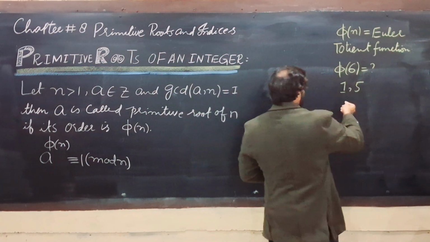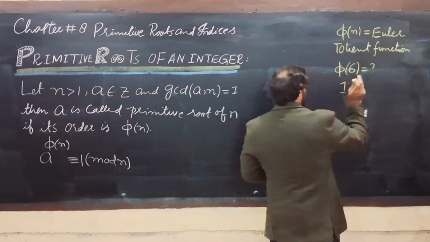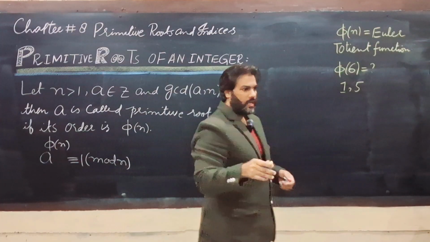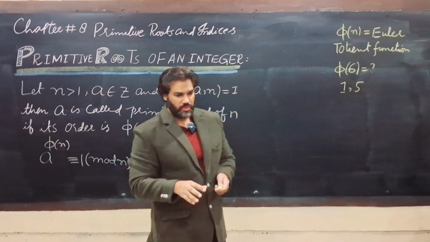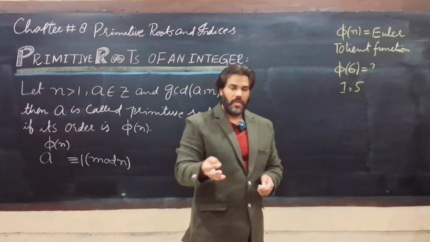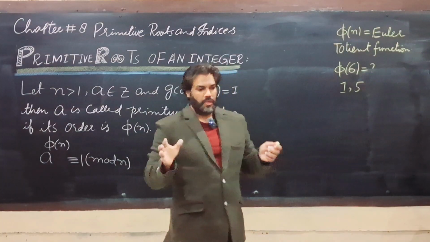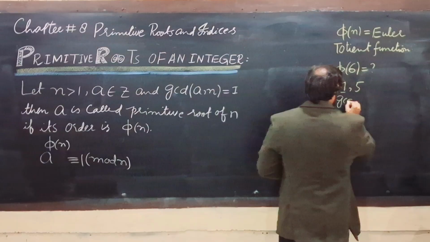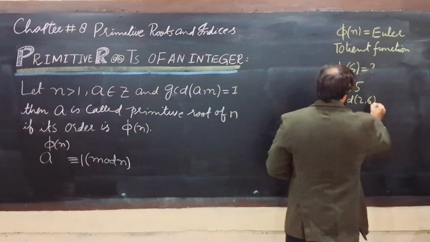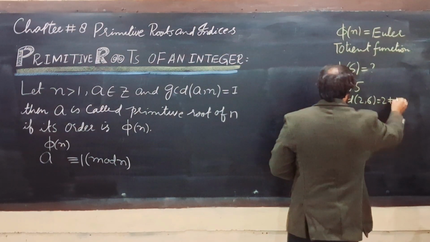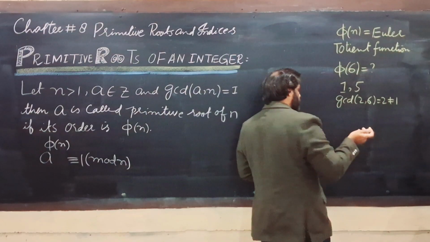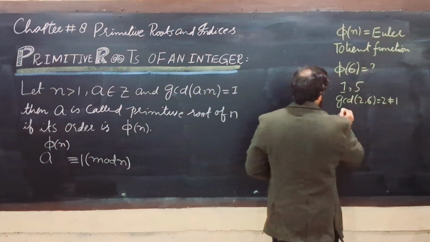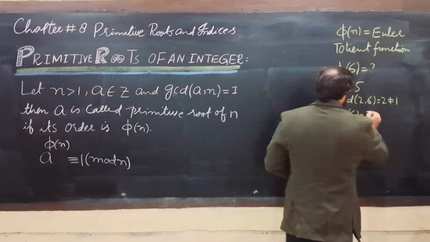Because you can see here the GCD of 1 and 6 is 1, and of 5 and 6 is also 1, while all other integers which are less than or equal to 6, like 2, 3, 4, are not relatively prime to 6. For example, the GCD of 2 and 6 is clearly equal to 2, not equal to 1. So 2 and 6 are not relatively prime. So there are only two integers, 1 and 5, which are relatively prime to 6. So phi of 6 is equal to 2.